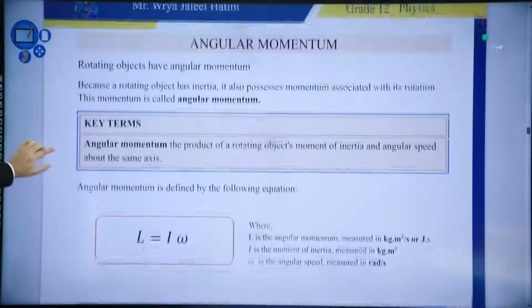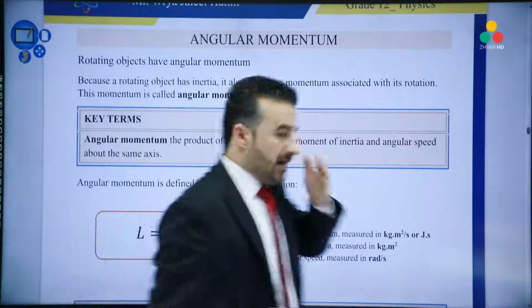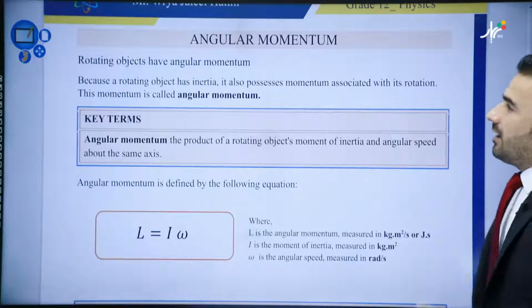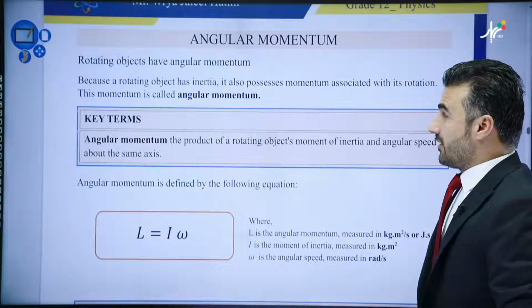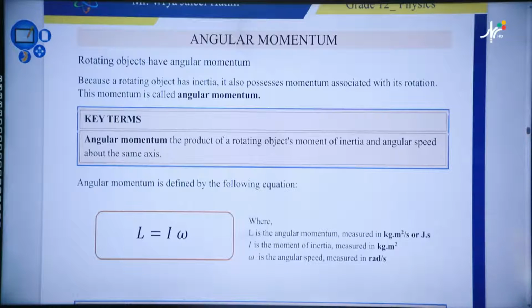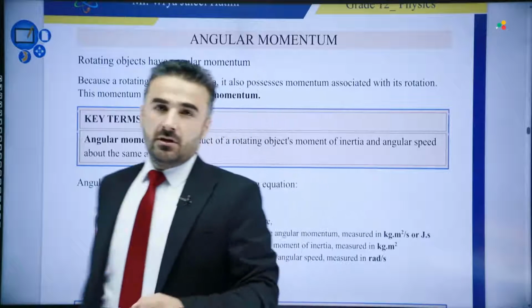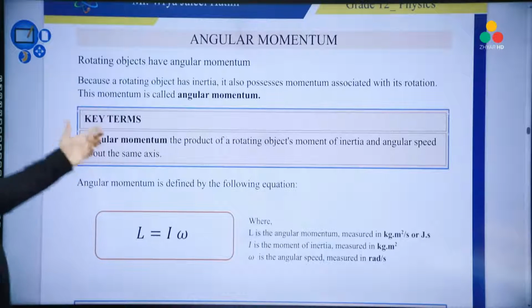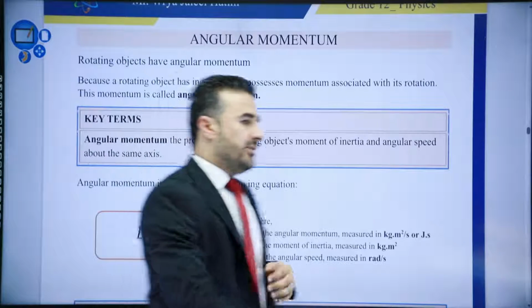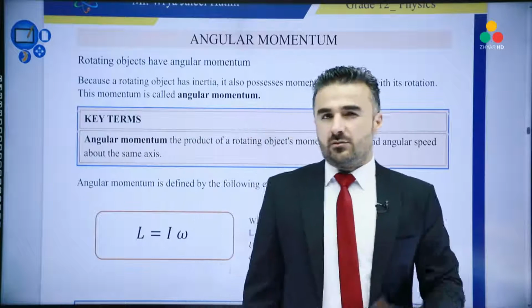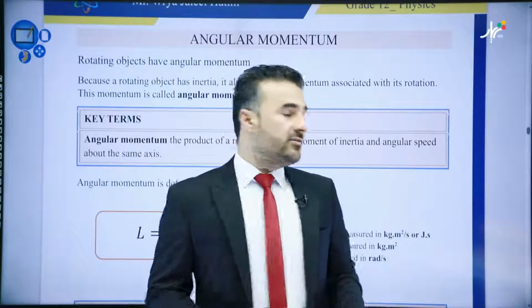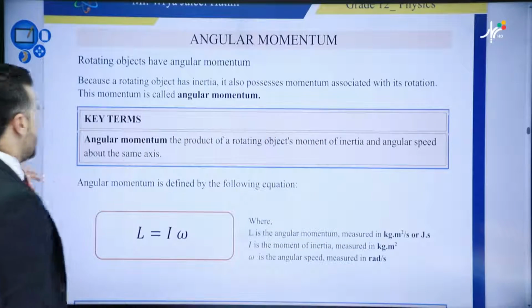All right, now we are at a new concept, and I think we'll just go ahead with this. Okay, now we have angular momentum. What is angular momentum? Remember, previously in grade 11, you studied about momentum. And what was momentum? Simply, momentum is the product of mass times velocity.